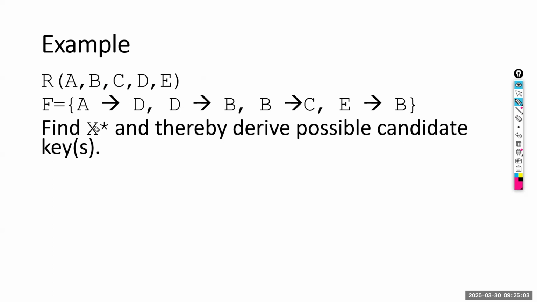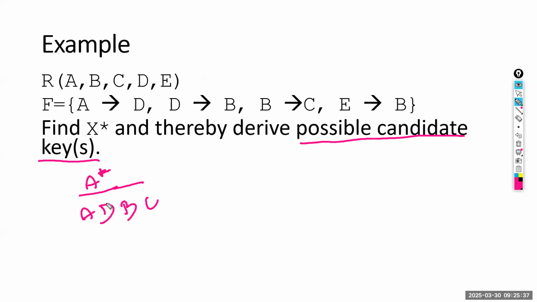First, you need to find closures. That means for each and every attribute, find the closure. Then derive possible candidate keys using the definition given above. Okay, right. So let's find the closures. Say A functionally determines A by reflexivity. A determines D. D determines B. B determines C, transitivity. Okay. But E is not on the left side of anything. Therefore, that's it. So this is my A closure.